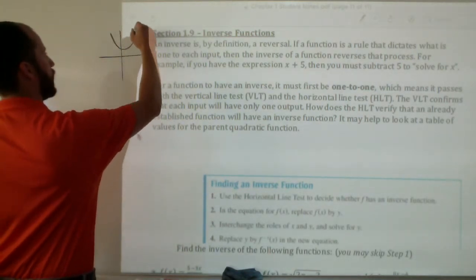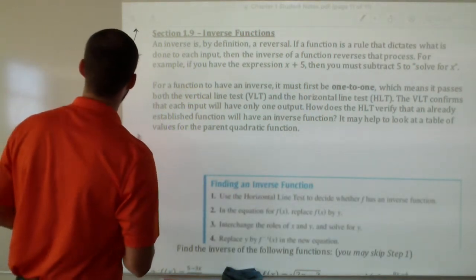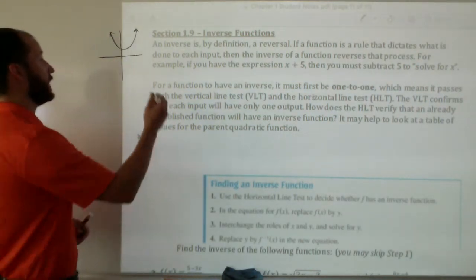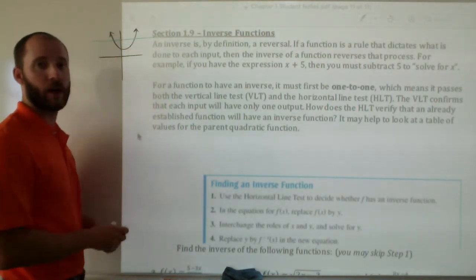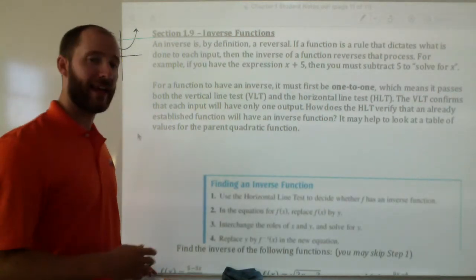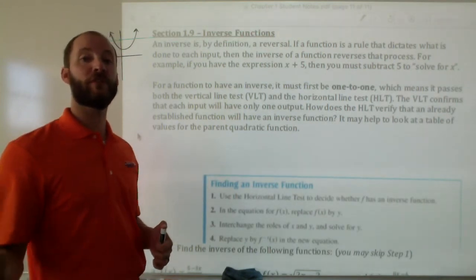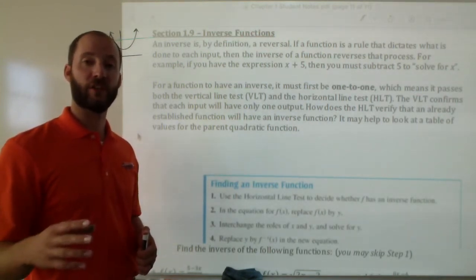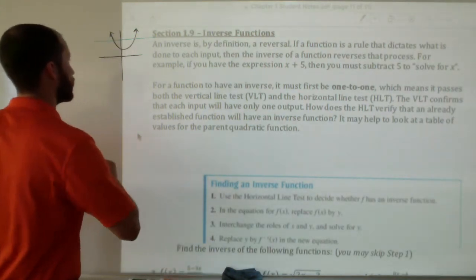So if you draw a parabola, and then you do the horizontal line test, well, the horizontal line goes right through it twice. So a parabola does not have an inverse, and here's why. Inverse functions are reflected from the original. The original gets reflected over the identity, y equals x.